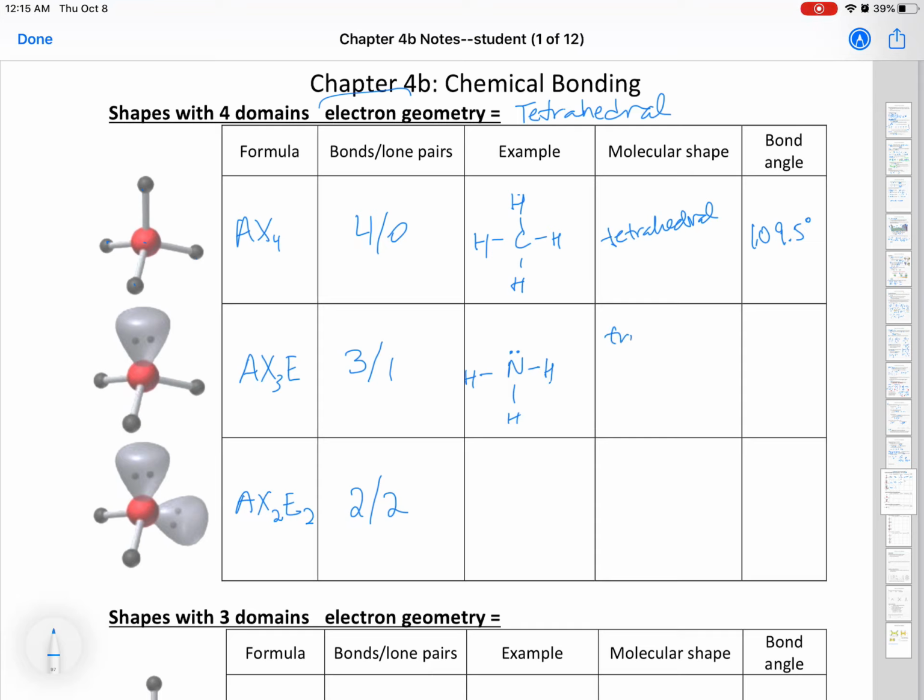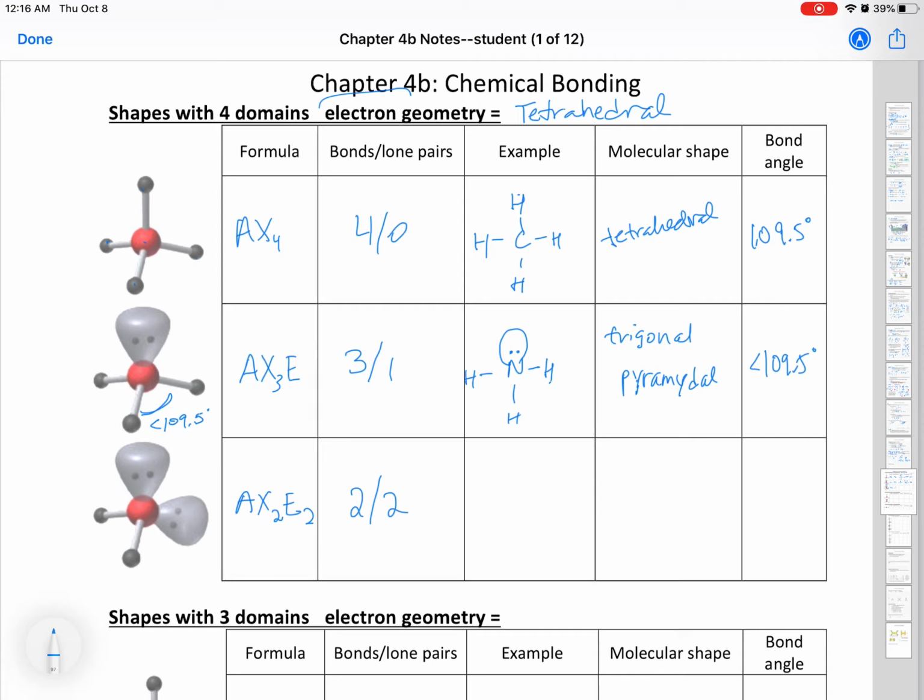This shape is called trigonal pyramidal. And these hydrogens are a little bit less than 109.5 degrees apart. That's because this lone pair here actually takes up a little bit of extra space and pushes on those hydrogens a little, pushing them a little bit closer together. So this bond angle here is less than 109.5.